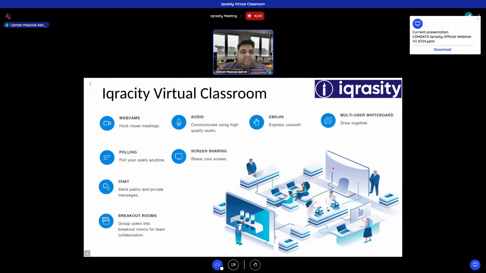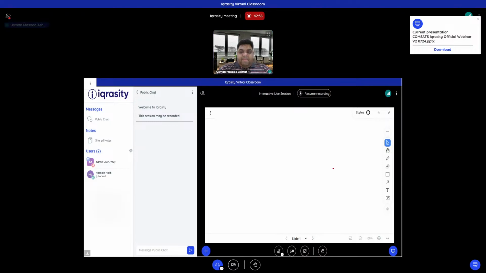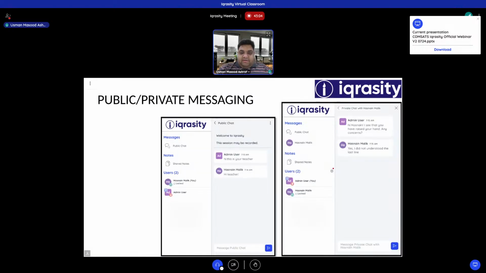This is just scratching the surface, but there are multiple features, such as we can create polls, we can create breakout rooms in which we will be taking our labs in the future, and there are multi-user whiteboards, etc. So this is the layout, which I don't need to explain because you are already using it. You can also do public and private messaging between teachers or other students.